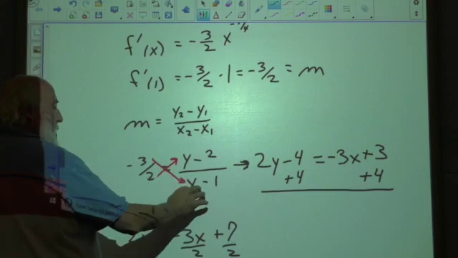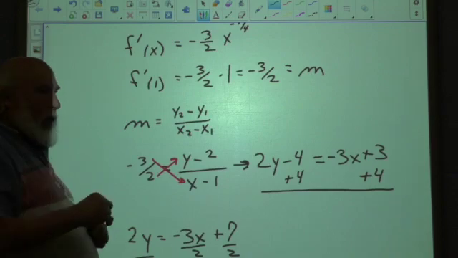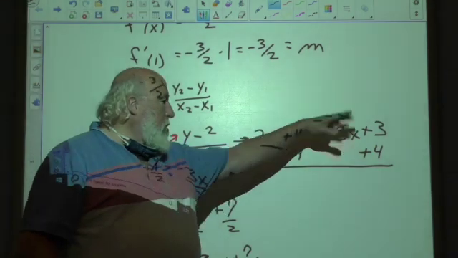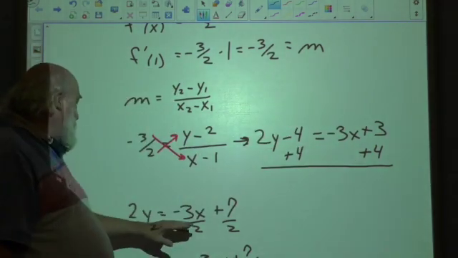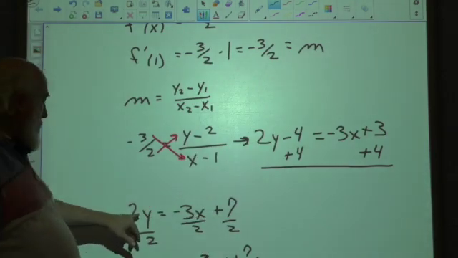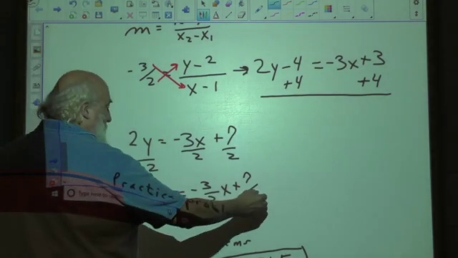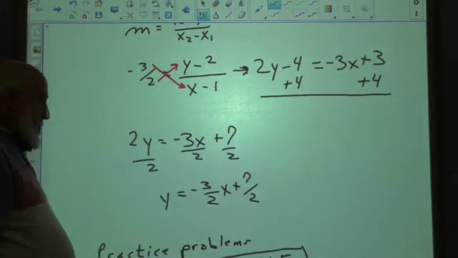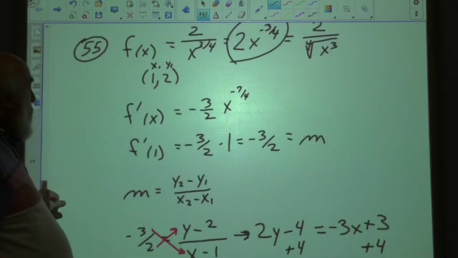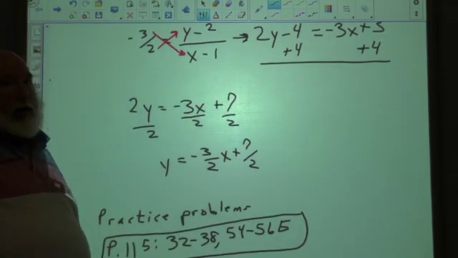Negative 3 times quantity x minus 1 is negative 3x plus 3. And then we want it yet in the form of y equals mx plus b. So that means we've got to move the negative 4 to the other side as a positive 4. And that gives us 2y equals negative 3x plus 7. And then you get rid of the 2 with the y, so divide everything by 2. And we get negative 3/2 x plus 7/2 is our equation of the tangent at the point 1, 2. It looks complicated, but it's not.